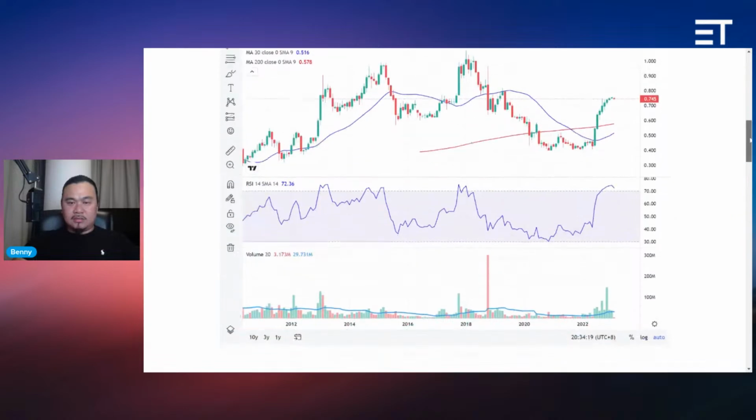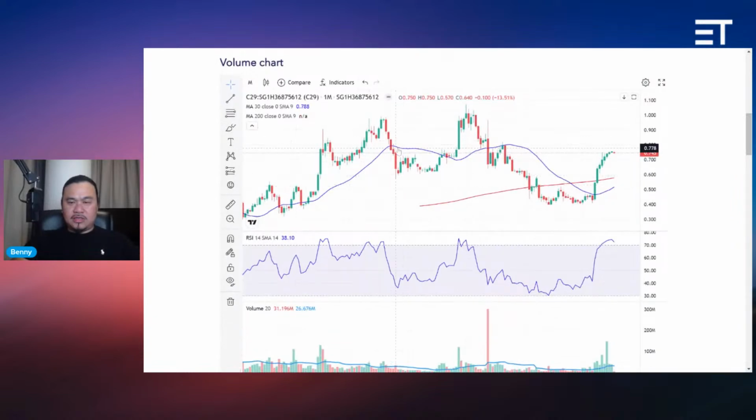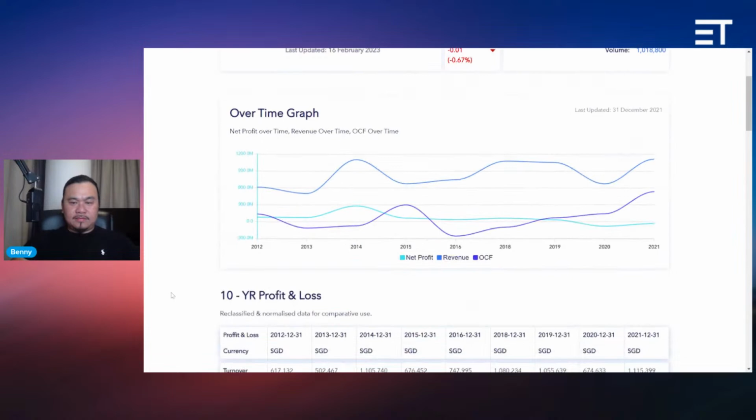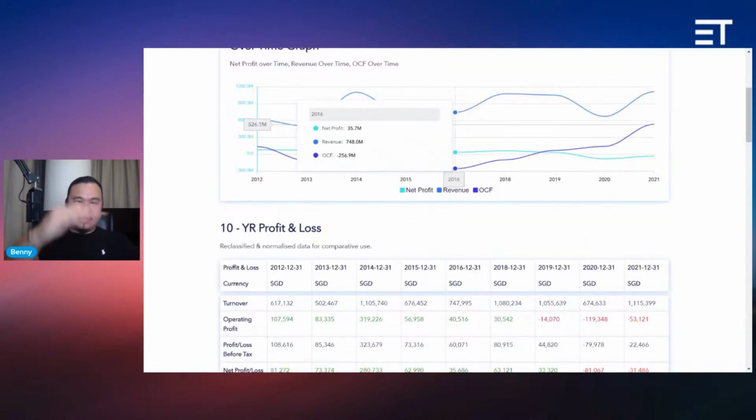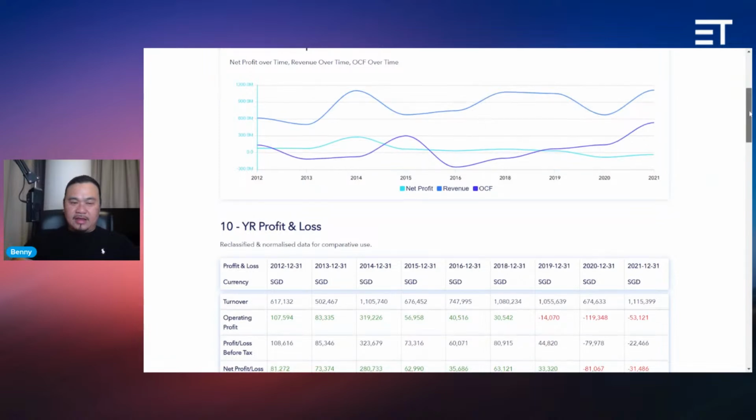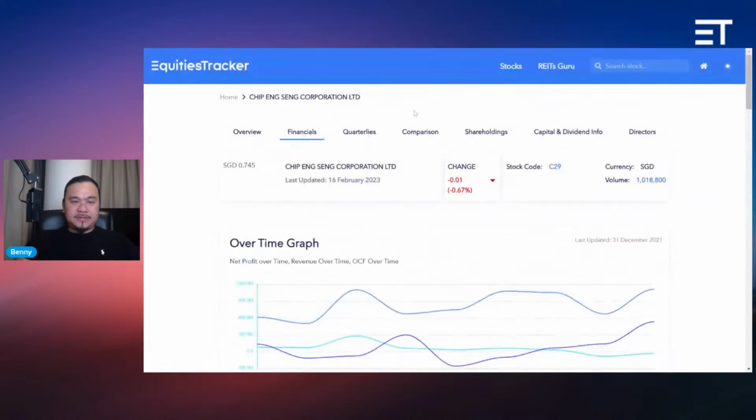Okay, I'm looking at a longer term. Okay, in the long term, the price basically doesn't go up that much. It's been trading around this range, 40 cents to about $1. Let's take a look at the financials. Okay, so like most of the property companies, the profits, the turnover are basically like a zigzag, right? It just goes up and down. But this company's share price is trading quite high. That's why you see the PE is about 74 times. Turnover has increased a little bit.